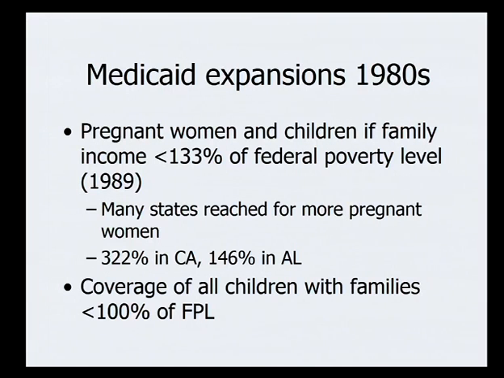Medicaid expansions in the 1980s included pregnant women and children if the family was poor. Many states reached pregnant women who might be under 200% of poverty level, under 300% of poverty level. That was a group that was seen as easy and socially acceptable to immediately offer support for. Coverage of all children with families under 100% of federal poverty level. That was mandated. So if you're a kid growing up in a poor family, you're going to get access to Medicaid or later CHIP, even above 100%. Maybe not your parents, but the kid.